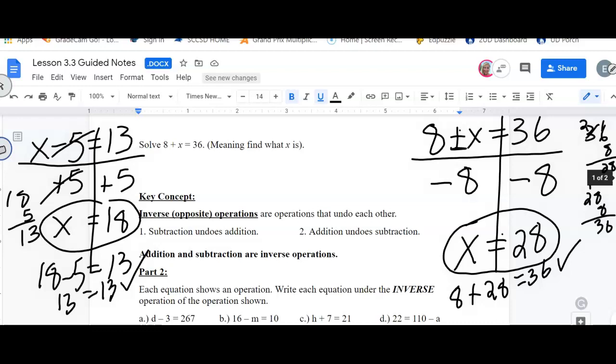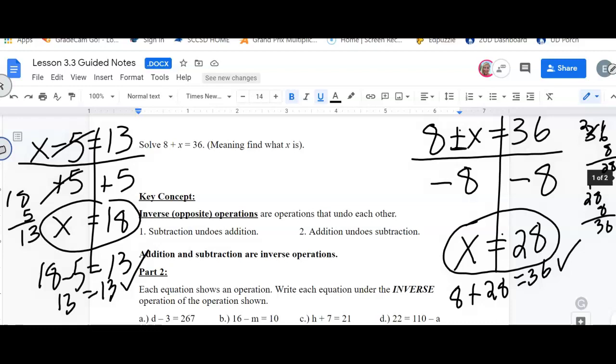When it's adding in the equation, in the t-chart we do subtraction. When it's subtraction in the equation, we do addition in the t-chart. What is that called? Perfect. Inverse operation.